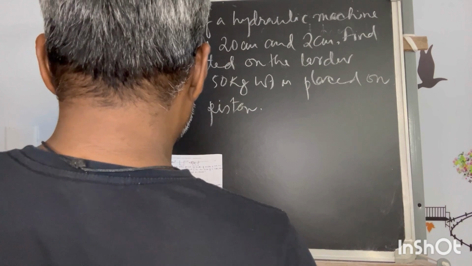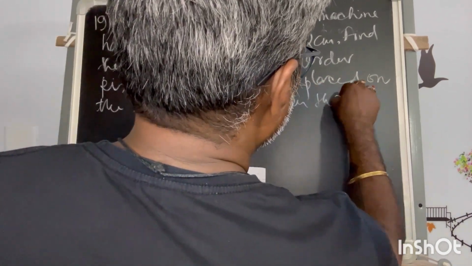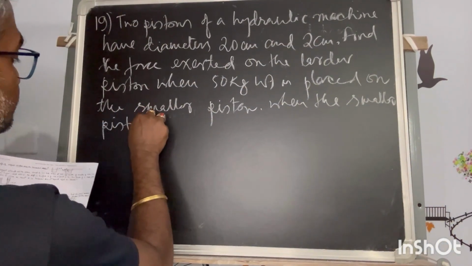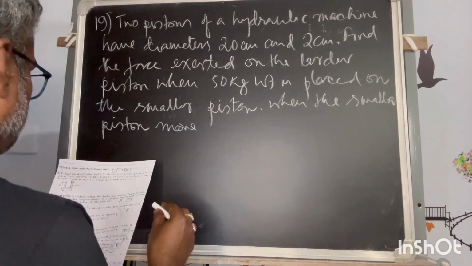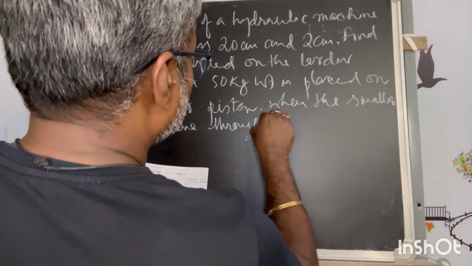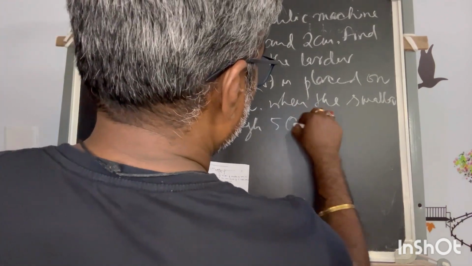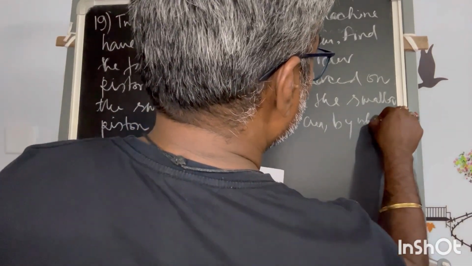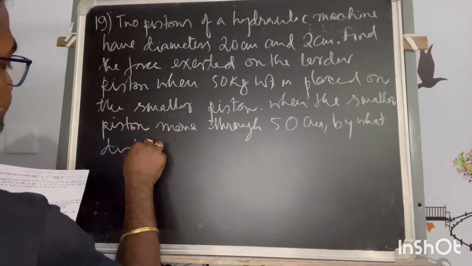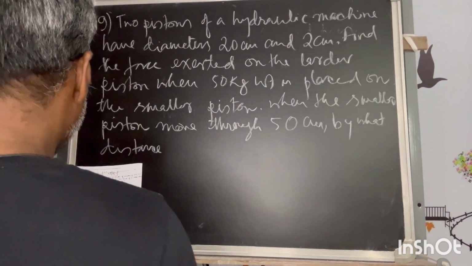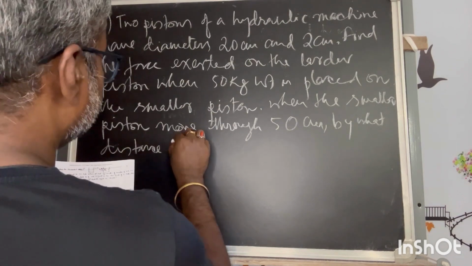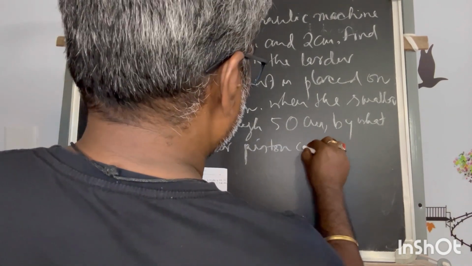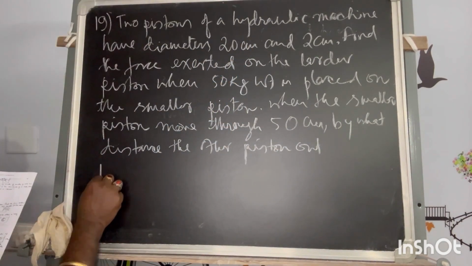When the smaller piston moves through 50 centimeter, by what distance does the other piston move out? Now let me draw the simple diagram of it.